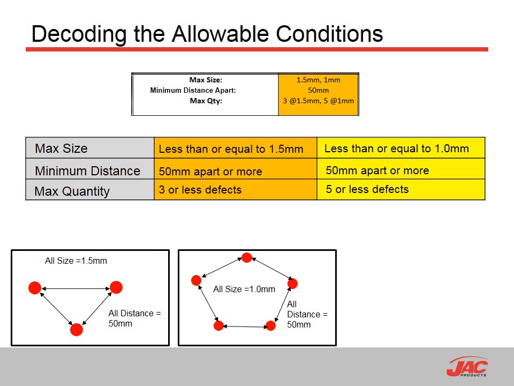This shows 5 defects, and they are all less than or equal to 1 millimeter, and they are all 50 millimeters apart from each other. This part would be a pass based on the second set of criteria in yellow.